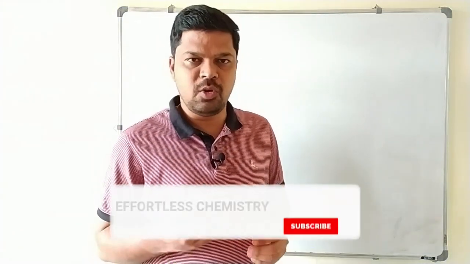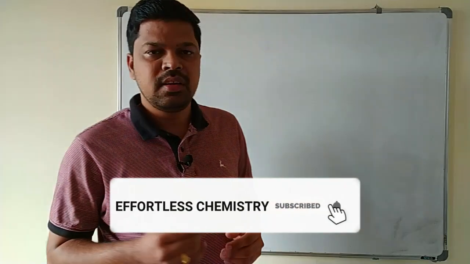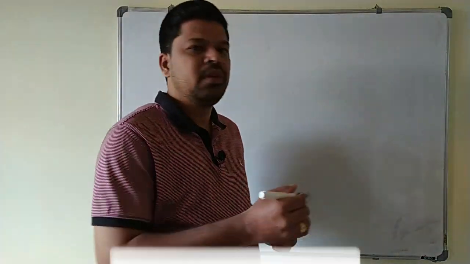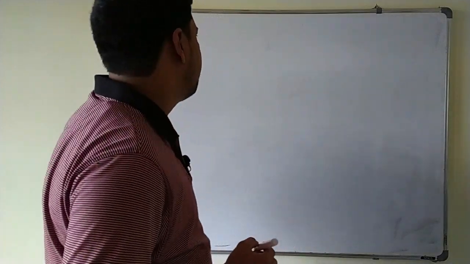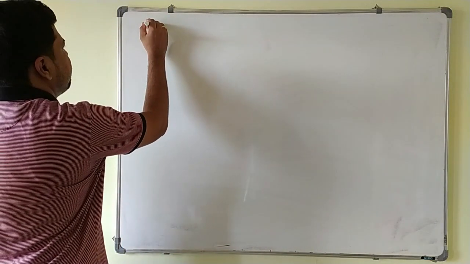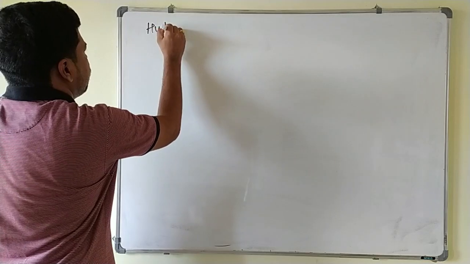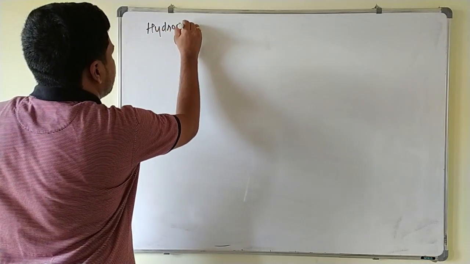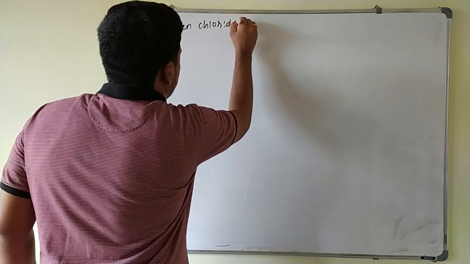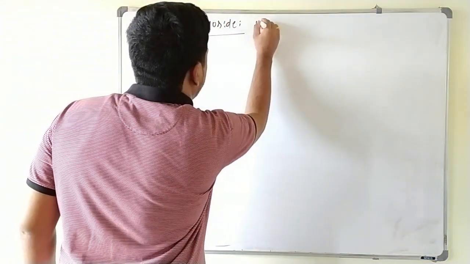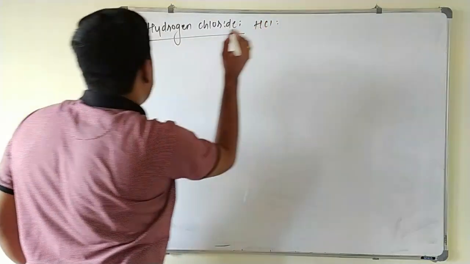Already we have started group 17 of P block elements. In the last session we have discussed up to preparation of chlorine and their properties. Now we will discuss hydrogen chloride. Preparation and properties of hydrogen chloride, that is HCl.